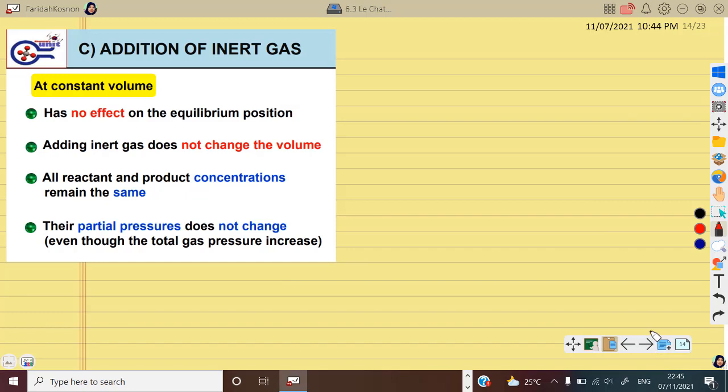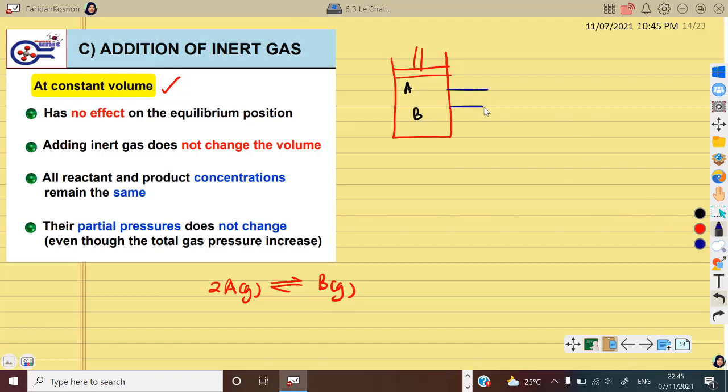Baik, addition of inert gas. Untuk addition of inert gas ini, dia ada dua keadaan. Satu berlaku pada constant volume. So, let's say saya ada satu container, closed container. Dalam ini, let's say saya ada 2 mole of A decompose to produce 1 mole of B. Contohlah. Jadi dalam ni ada A, ada B. Katakanlah kat sini ada satu inlet. Satu inlet, nanti saya nak masukkan inert gas kat situ.